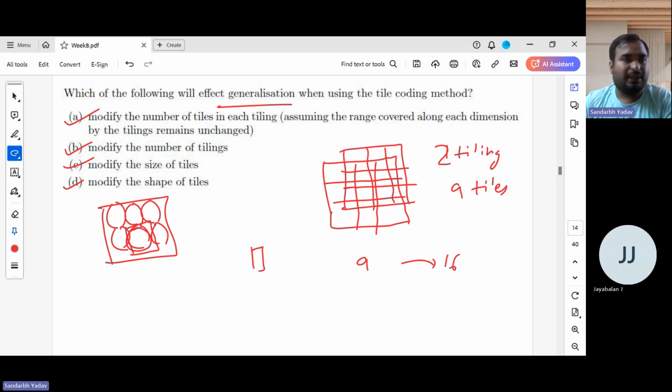So this was a multi-option correct. So all four options are correct here. If there is any doubt, you can ask me. Otherwise, I'll move to the next question. Okay, then I'll move to the next question.